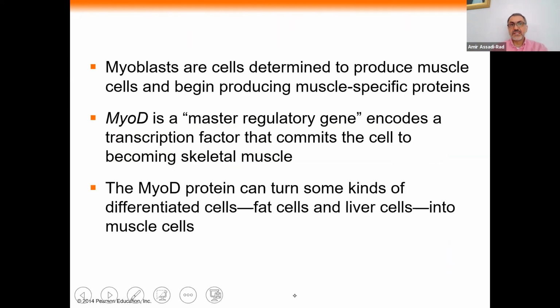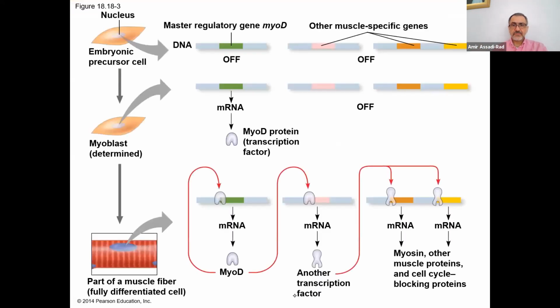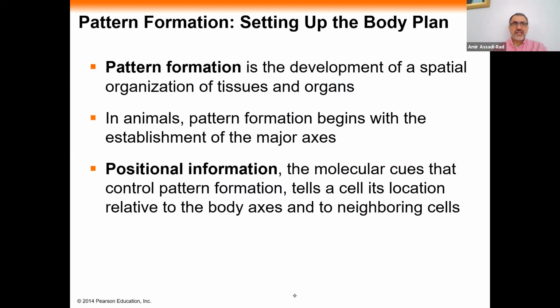Okay, myoblasts are cells determined to produce muscle cells, and they begin producing muscle-specific proteins. MYOD is a master regulatory gene that encodes a transcription factor that commits the cell to becoming skeletal muscle. MYOD proteins can turn some differentiated cells, like fat cells and liver cells, into muscle cells. Here they are. Again, I'm not going to talk about these in great detail.